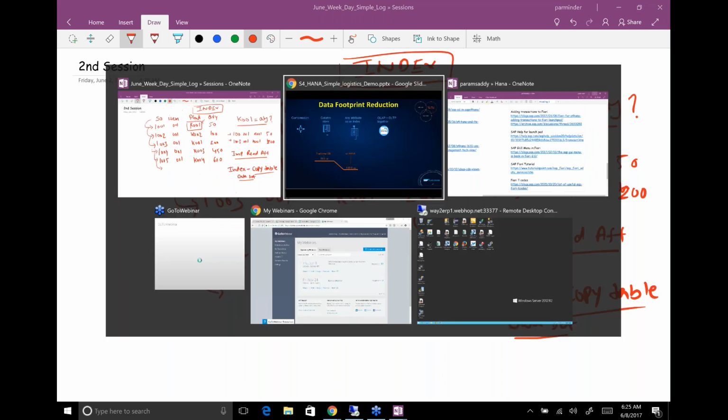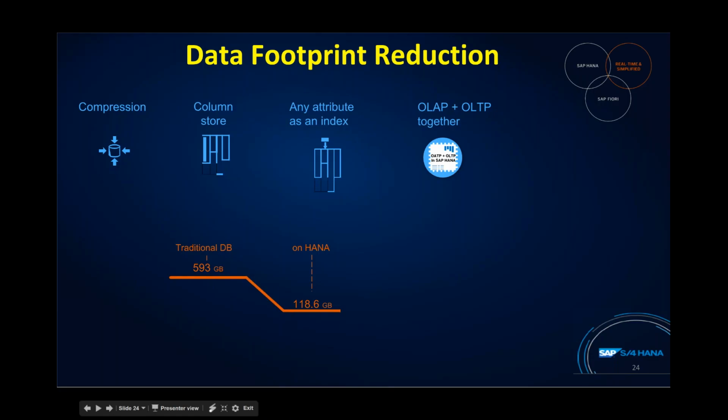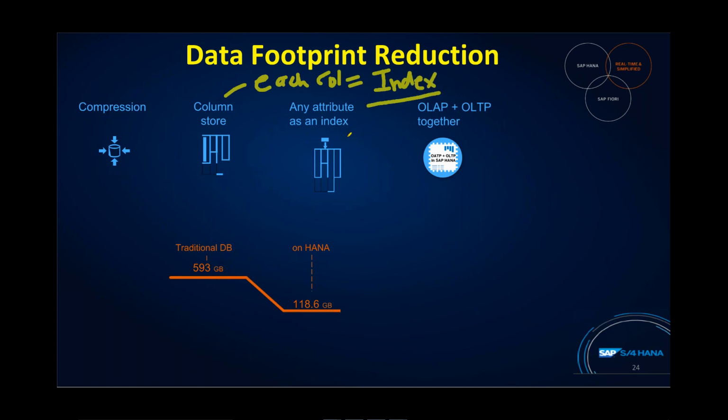So what HANA has done is they have removed the indexes. How has the index been removed in HANA? Basically due to the column store. In a column store, each column acts as an index. Each column is an index in a column store. That's why we don't require indexes in our HANA database.